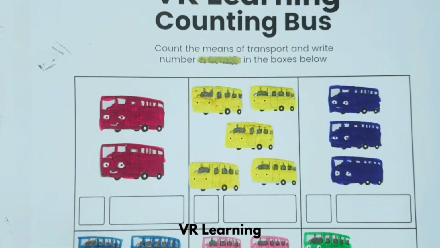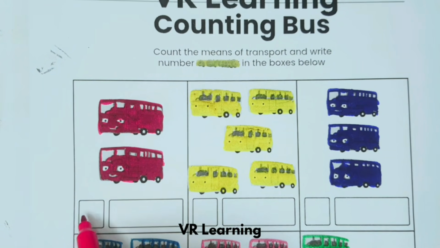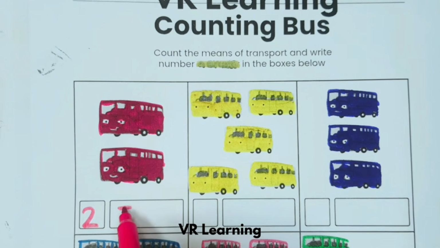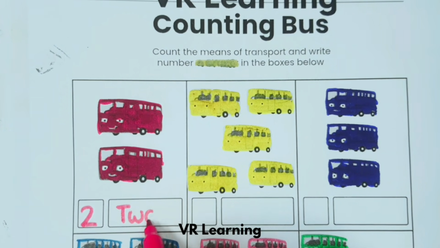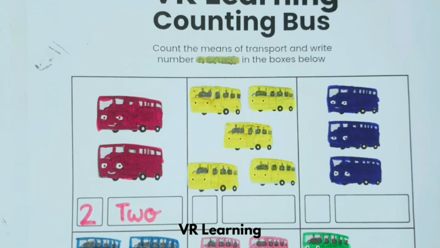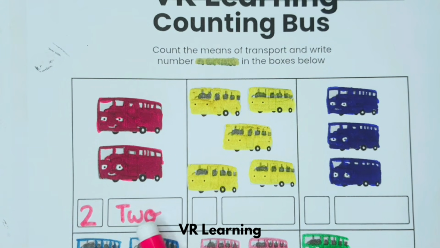1, 2. Write the number 2 in the box. TWO 2.